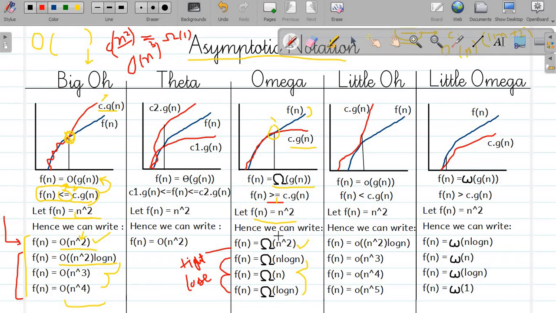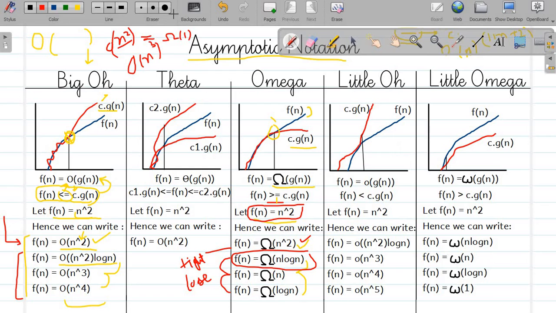Now omega tells that my algorithm takes at least this much amount of time, which means that if I write it as n log n, it says that my algorithm will need at least n log n amount of time in order to complete the particular task. We can say it for the others as well, and for n square as well, because the actual answer is n square, so it will need at least n square amount of time to complete the task, and hence these can also be written the same.